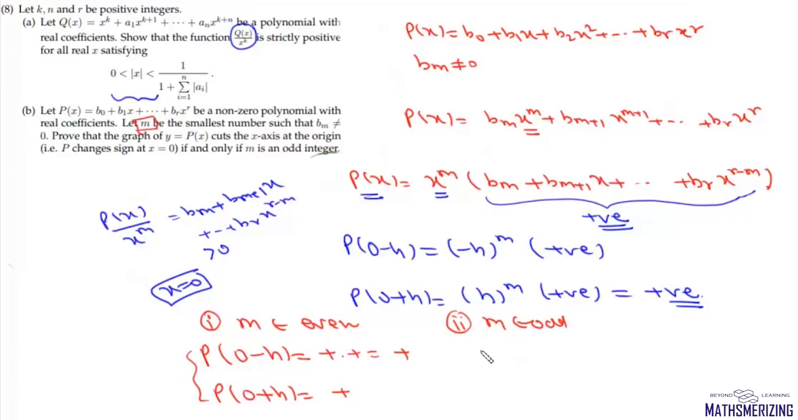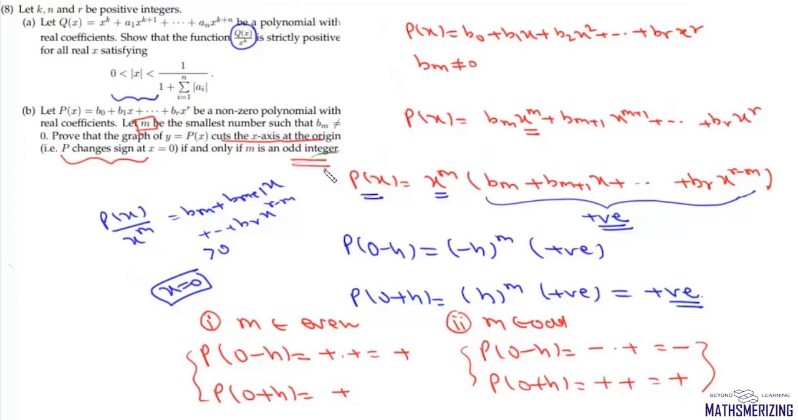If the value of m is odd, in that case p 0 minus h will be minus 1 to the power m. So it will be minus into plus, which is minus, and then p 0 plus h will be plus into plus, it will be simply plus. So the sign of this expression changes when the value of m is odd. So this function is going to cut the x-axis at the origin, that is, it is going to change sign at x equal to 0 if and only if m is an odd integer.